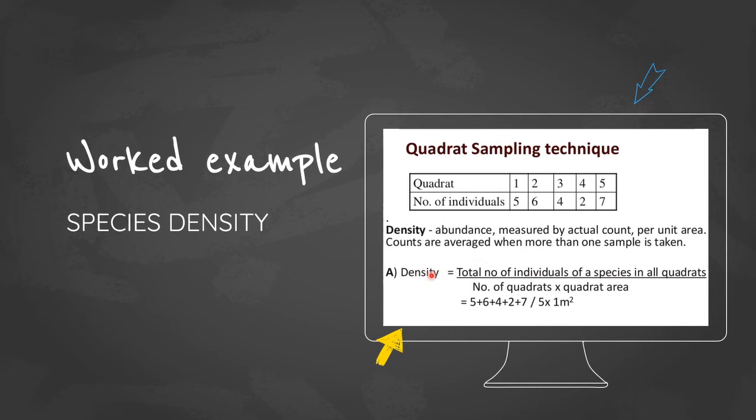So when we're working out the density, it's the total number of individuals of species in all the quadrats divided by the number of quadrats and times that by the quadrat area. So the total number of individuals would be 5 plus 6 plus 4 plus 2 plus 7. And we would divide that by 5 because that's the number of quadrats thrown. And since we used a 1 meter squared quadrat, it's simply times by 1 meter squared.